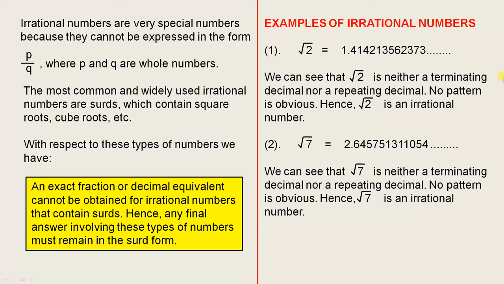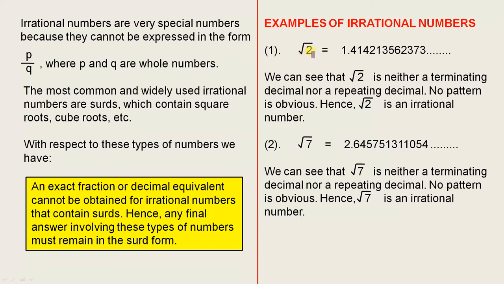etc. With respect to these types of numbers, an exact fraction or decimal equivalent cannot be obtained for irrational numbers that contain surds. Hence, any final answer involving these types of numbers must remain in the surd form. Let's look at some examples of irrational numbers.